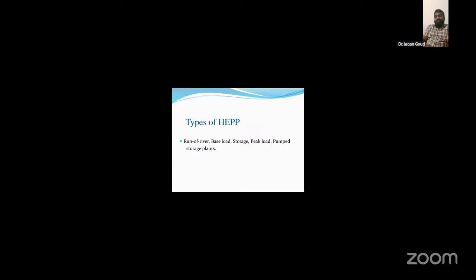What are the types of hydroelectric power plants? HEPP, hydroelectric power plants, are classified based on water storage, that means flow regulation and load demand. These classifications are important in planning power systems and balancing electricity supply with demand. Run-of-river, base load, storage, peak load, and pumped storage plants.